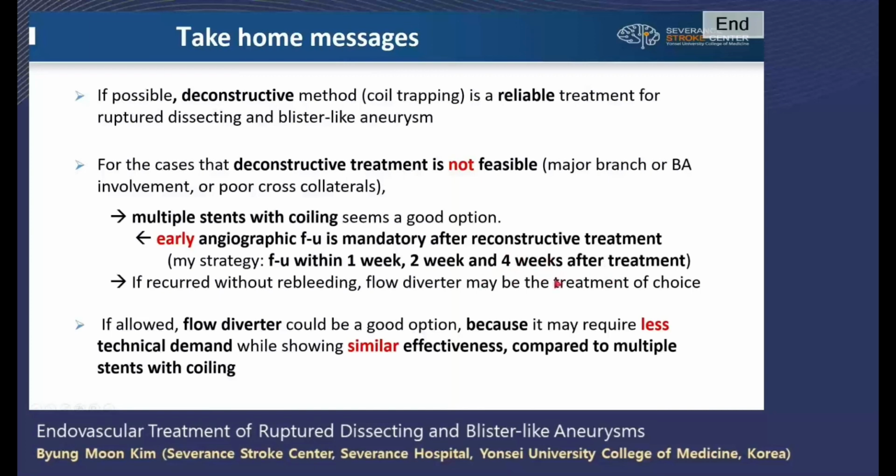The third follow-up angiogram is usually obtained before 2 months. If allowed, flow diverter could be a good option because it may require less technical demand while showing similar effectiveness compared to multiple stents with coiling.